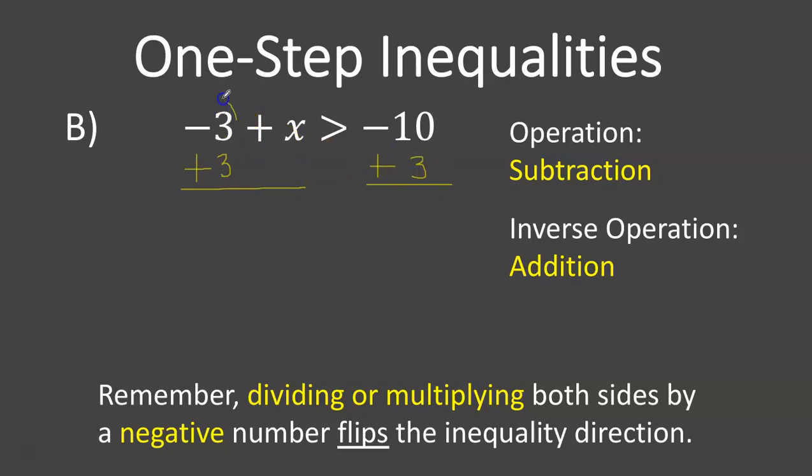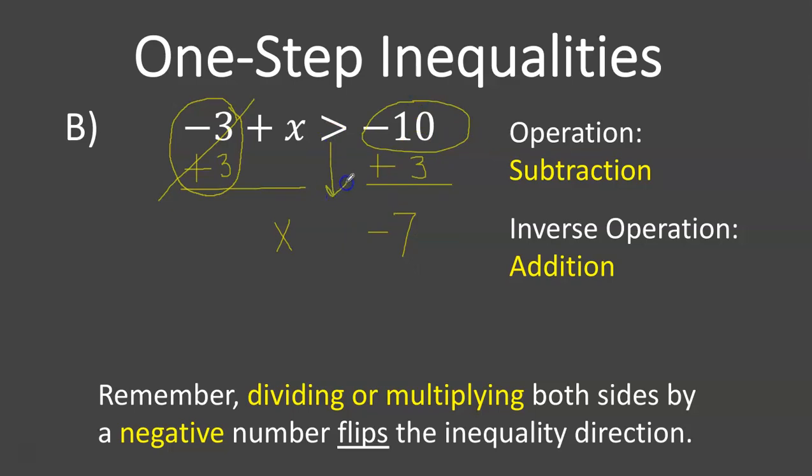On the left side, negative 3 plus 3 is a 0 pair. So I'm trying to make that look like a 0. That disappears and we're left with x. Negative 10 plus 3, signs are different, so you subtract. 10 minus 3 is 7. And we have more negatives than positives, so our answer is going to be negative 7.